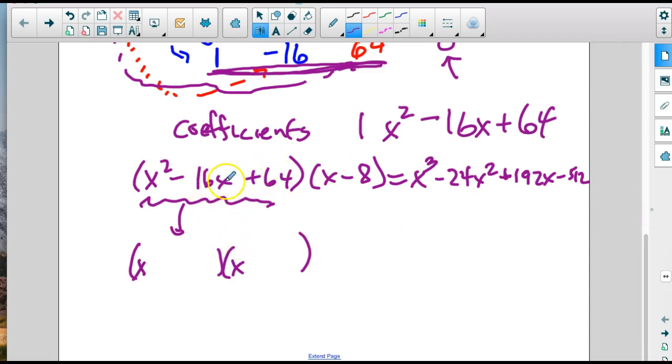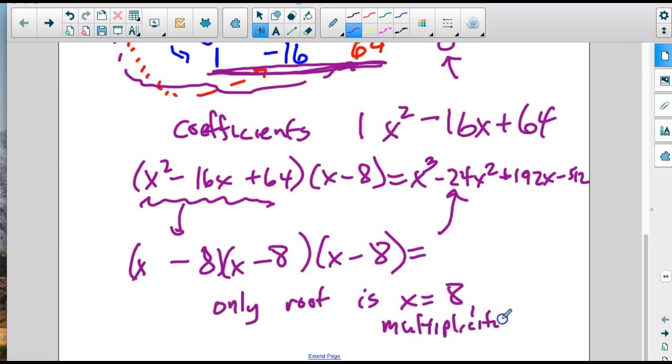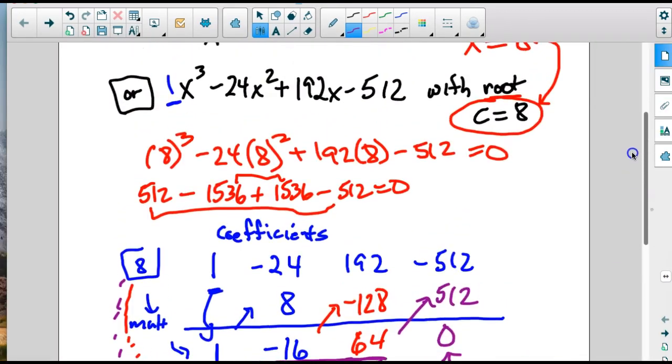So factors of 64 that add up to 16, that would be the same as 8 and 8. That's the same thing, 8 and 8. And they're both negative. So that means this has 3 of the same factors. So if we multiply this all out, the 3 same factors, we get this solution. That means the only root of this problem is x equals 8, and it has a multiplicity of 3.